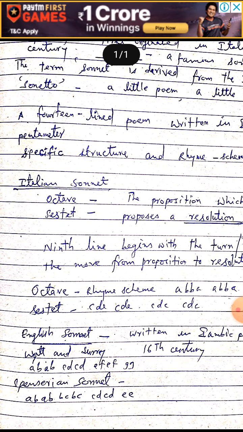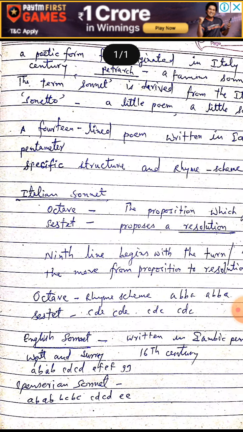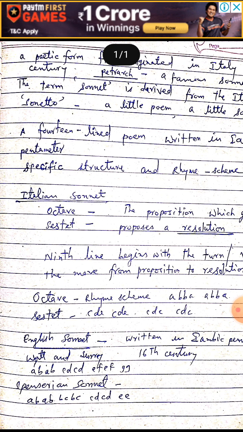The rhyme scheme of English sonnet is A B A B C D C D E F E F, and the couplet is G G as far as rhyme scheme is concerned. William Shakespeare, Sir Philip Sidney, metaphysical poets, John Milton, and so many other poets in English characterized English sonnet.